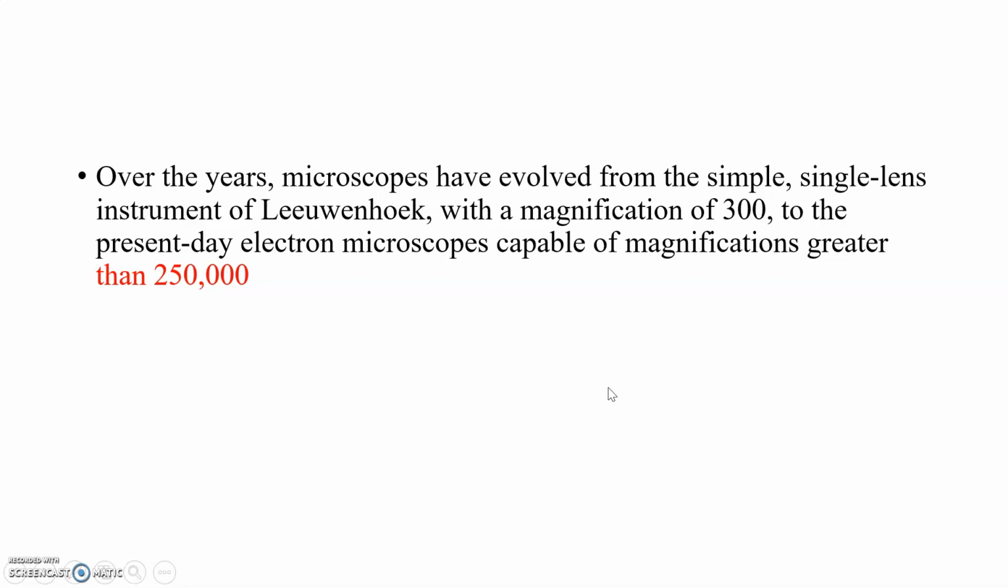So over the years, the microscope has evolved from the simple single lens instrument of Leeuwenhoek with a magnification of 300 to the present day electron microscope capable of magnifications greater than 250,000. So from a magnification of 300, microscopes have developed this much. So we can go through it.